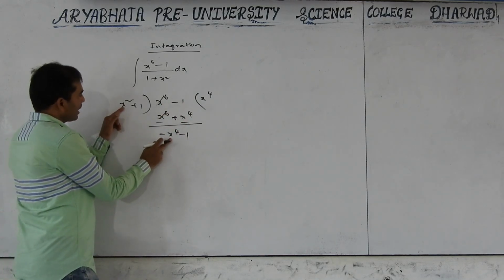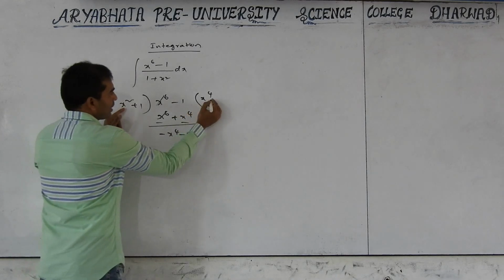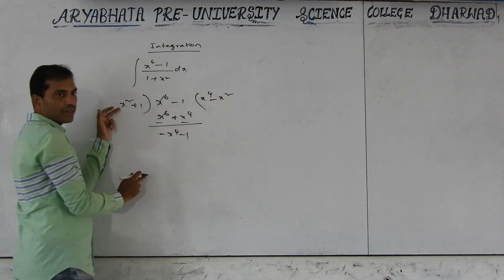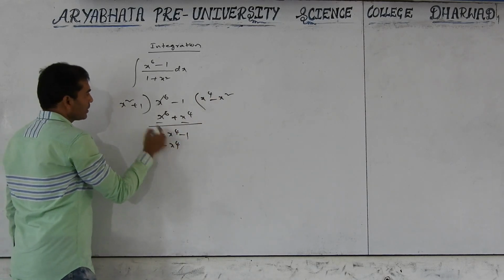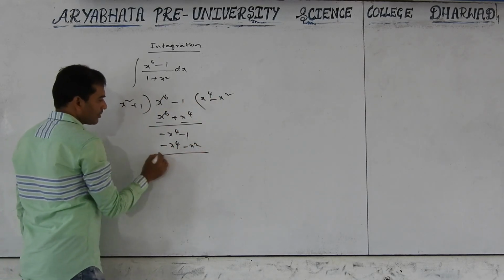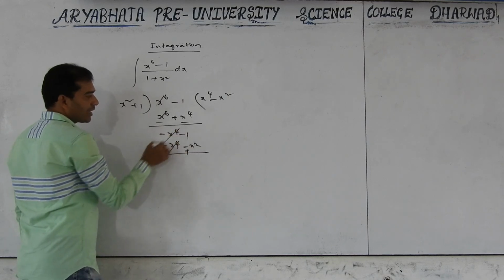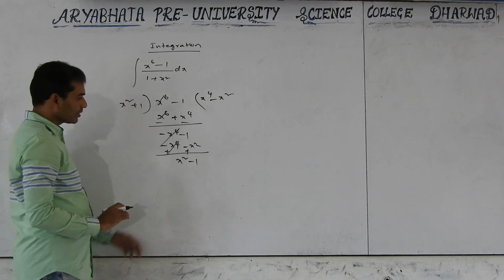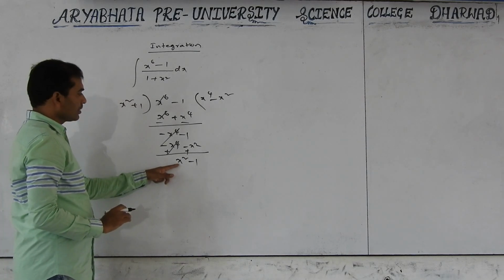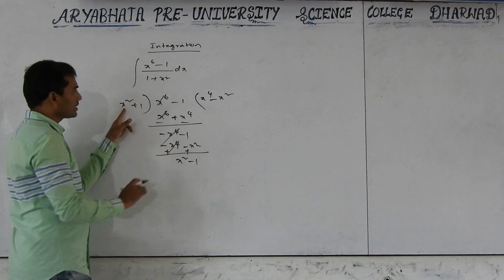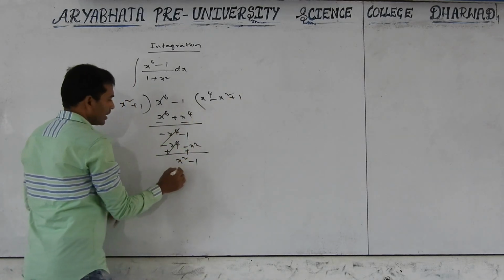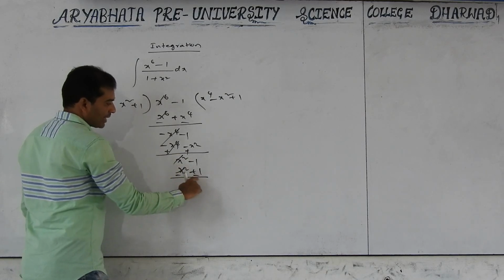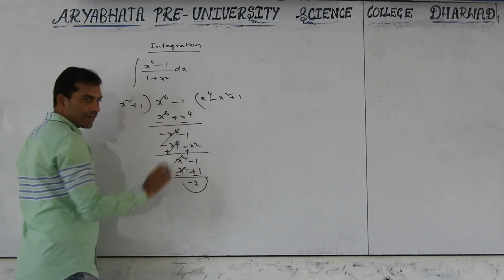Again, this is divided by x², multiplying by minus x². Minus x² times x² gives minus x^4 minus x²; subtracting, the x^4 gets cancelled, so plus x² minus 1. Next, x² plus 1 times 1 gives x² plus 1; subtract, x² gets cancelled, and minus 1 minus 1 gives minus 2 as the remainder.